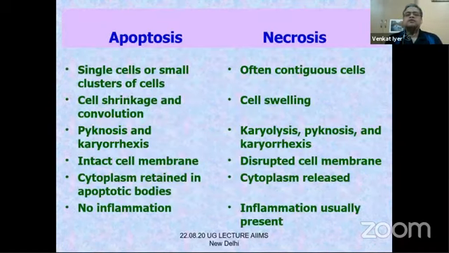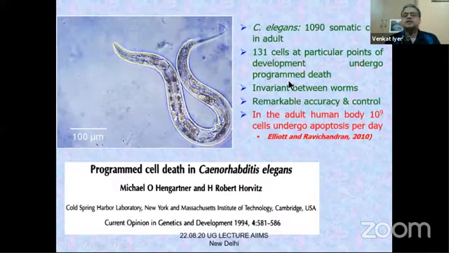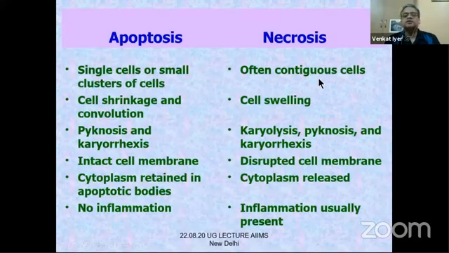So this is a summary of the differences between apoptosis and necrosis. Apoptosis involves single cells or small clusters of cells. It is different from necrosis, which is often contiguous. Apoptosis has shrinkage and convolution, whereas necrosis has cell swelling. Pycnosis and karyorrhexis can be there in apoptosis, whereas necrosis shows karyolysis, pycnosis, and karyorrhexis. Apoptosis has an intact cell membrane, and so the cytoplasm is retained, whereas necrosis has a disrupted cell membrane and the cytoplasm is released. There is no inflammation in apoptosis, whereas in necrosis, inflammation is usually present.